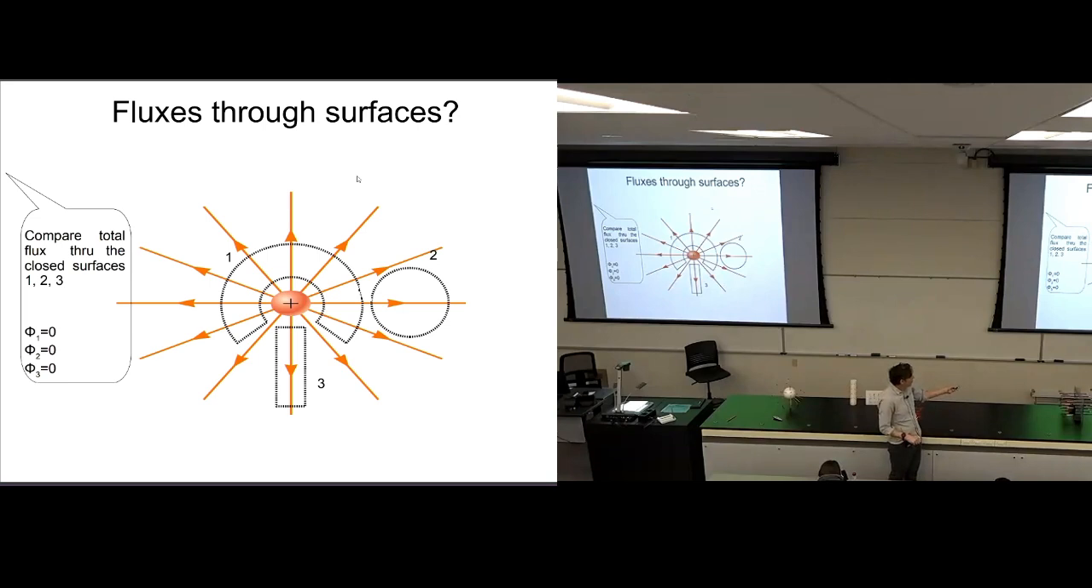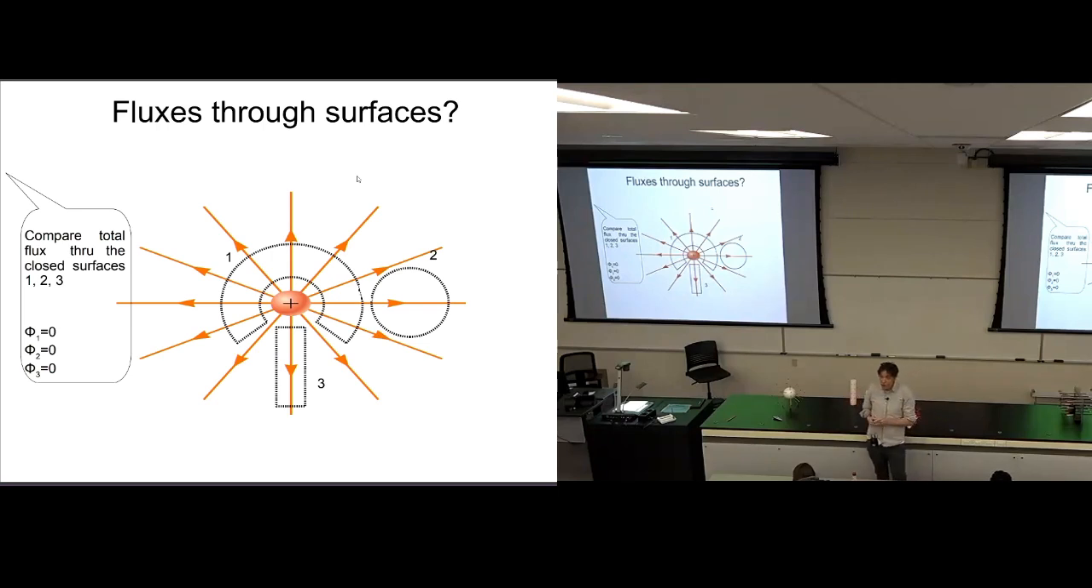Surface number 2. This charge is outside the pen, outside surface number 2. So there's no net flux through surface number 2 also, because we simply see there's no charge inside surface number 2. Surface number 3, this positive charge creating these field lines is outside of surface number 3. There's no charge in surface number 3, so there's no net flux through surface number 3 also. All of them have no net flux through them.